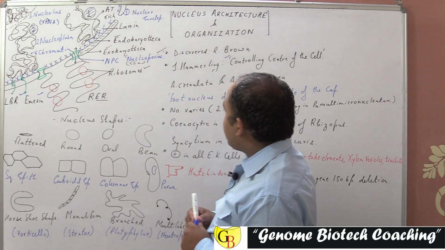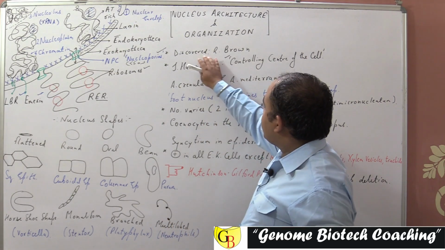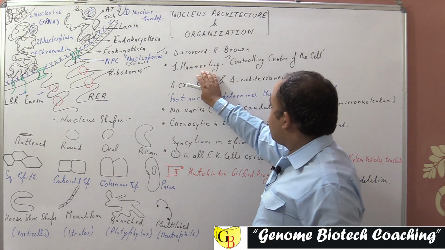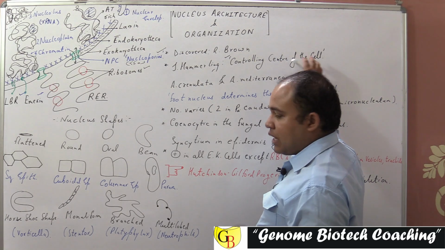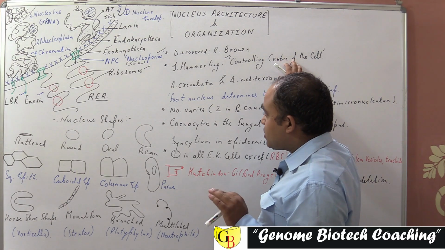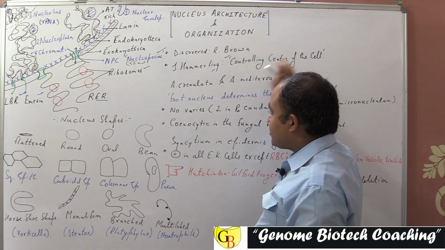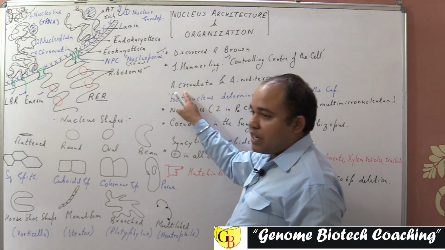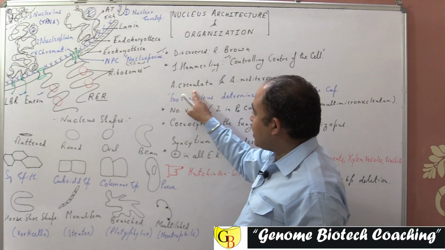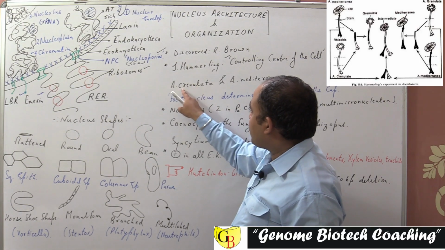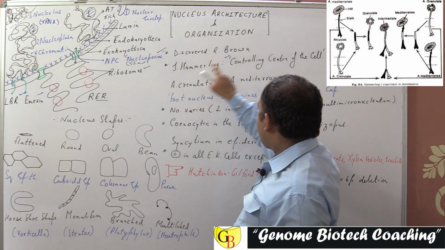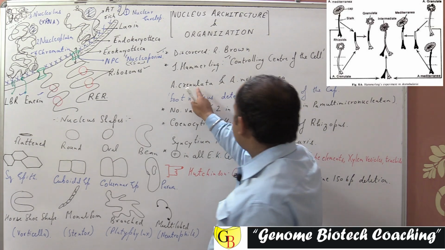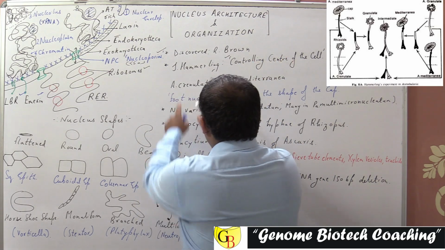So if we can look forward, the nucleus was discovered by Robert Brown. J. Hammerling was the first person who reported that nucleus acts as a controlling center of the cell. He performed the experiment over the species of Acetabularia crenulata and Acetabularia mediterranea. He reversibly exchanged the nucleus in the foot state of the Acetabularia crenulata into the mediterranea and from mediterranea into the Acetabularia crenulata.